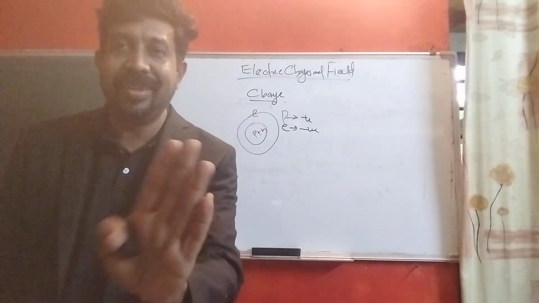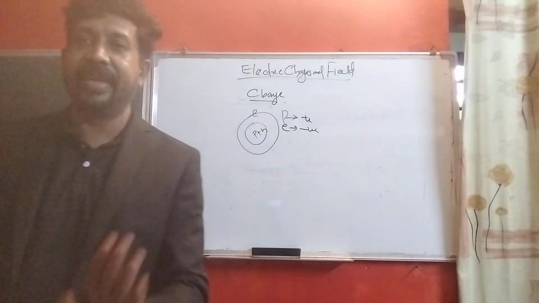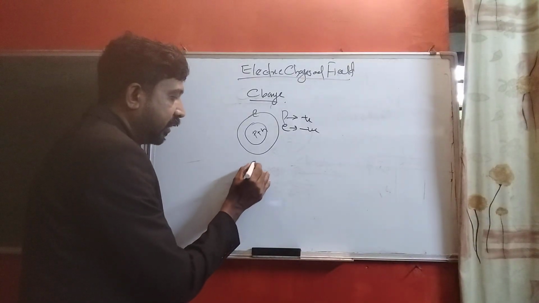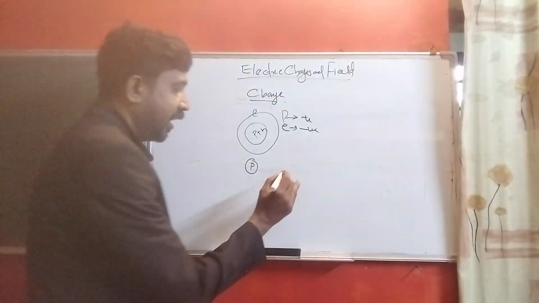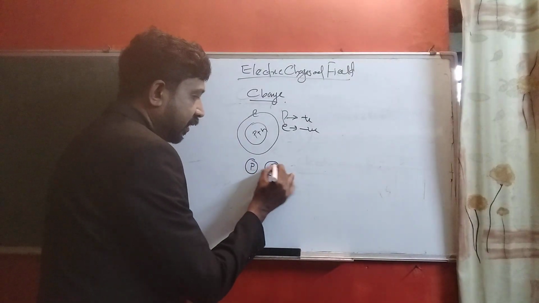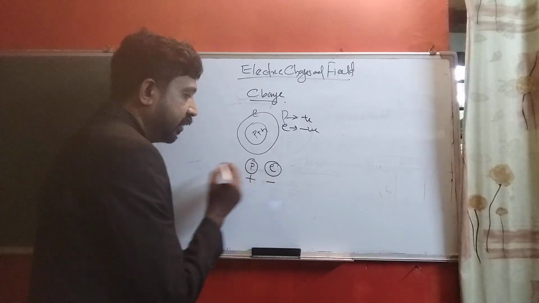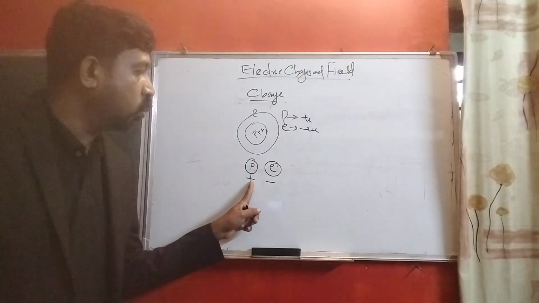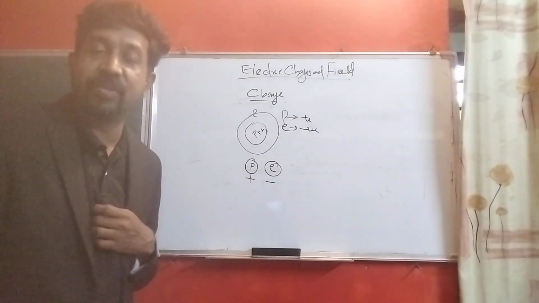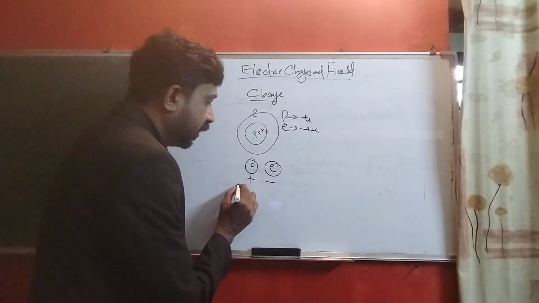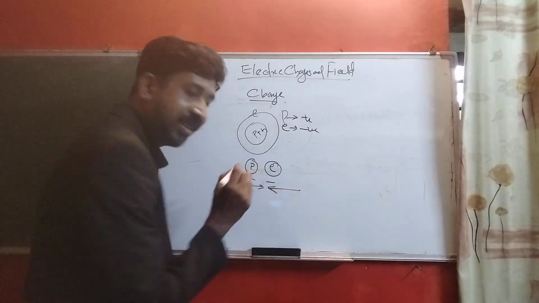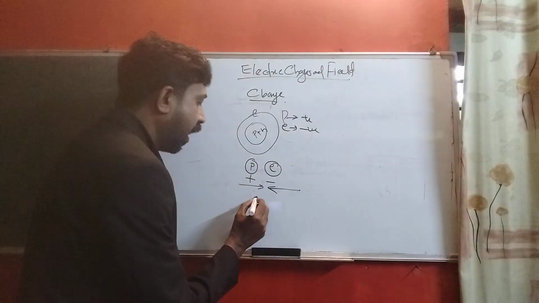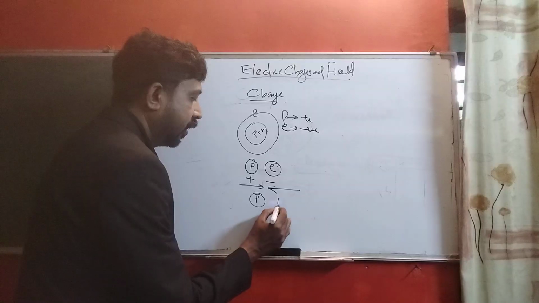Okay. Now listen here, my dear students. Suppose I place a positive charge here and a negative charge here. This is a positive charge and this is a negative charge. What happens? These two charges will attract each other. That is, this moves in this direction and this moves in this direction. Clear?